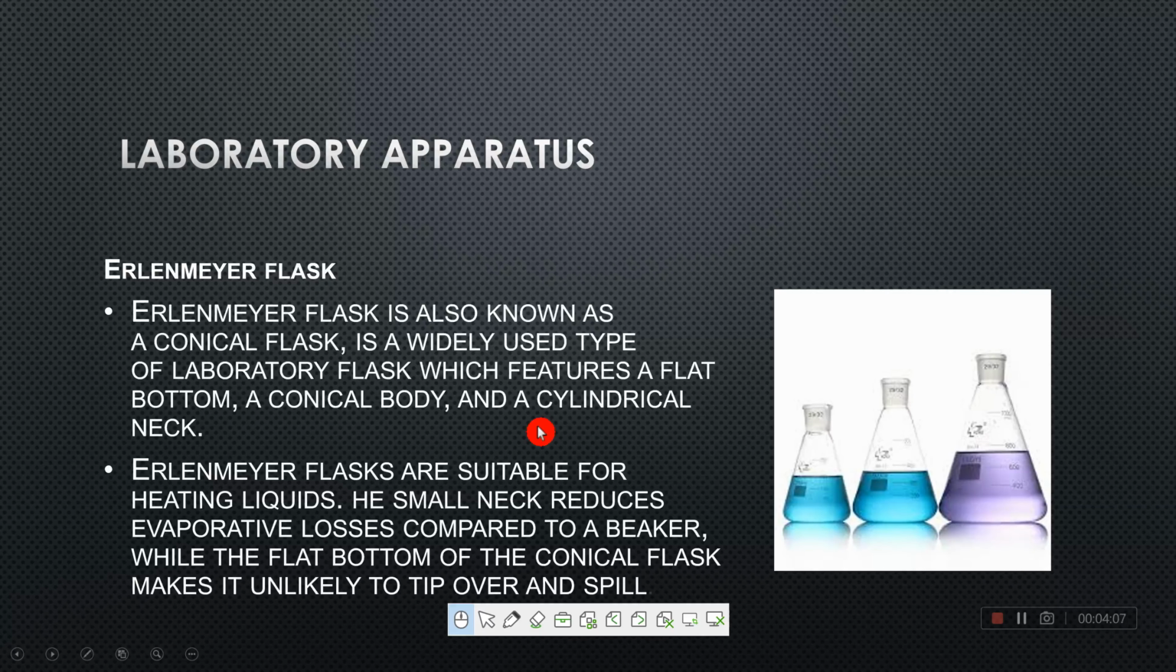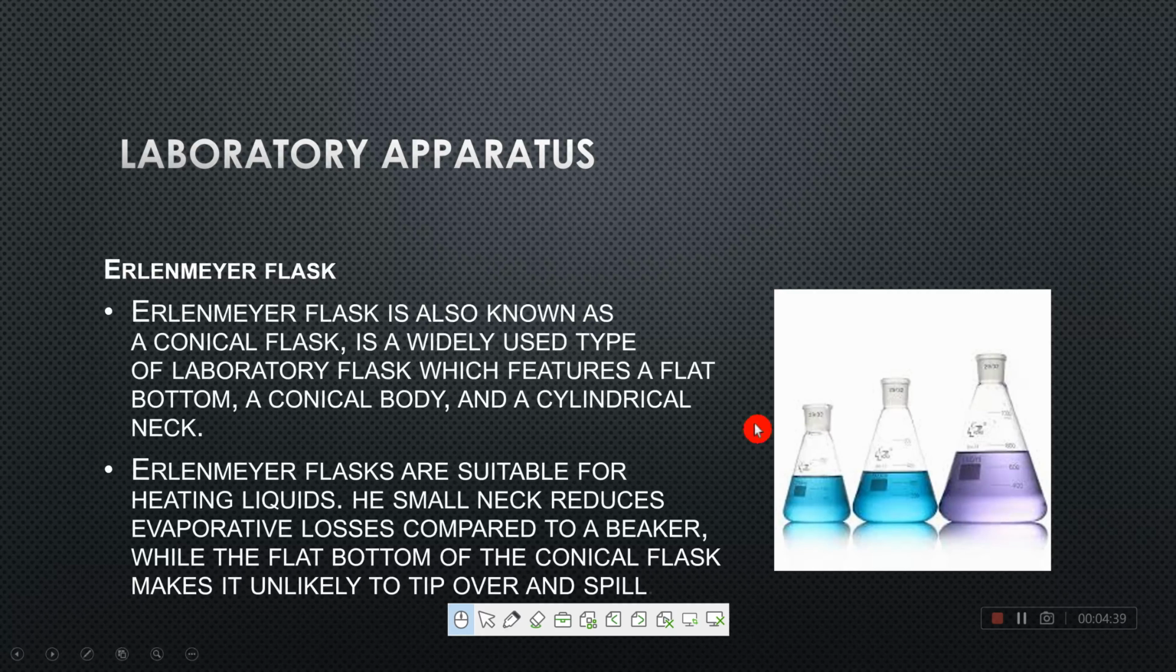Now next one is the Erlenmeyer flask. Erlenmeyer flasks are also called conical flasks. It is widely used. It is flat at the bottom, has a conical body and a cylindrical neck. As you can see in the picture, the bottom is flat, the body is conical, of the shape of a cone, and the neck is cylindrical. It is suitable for heating liquids. It has a small neck.